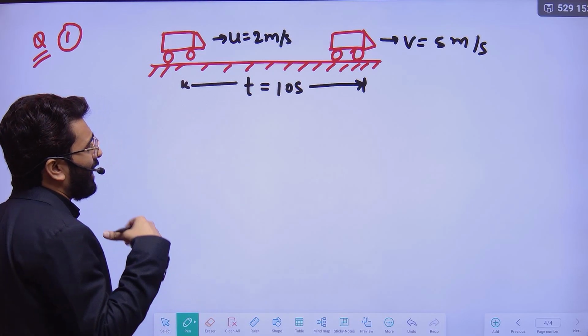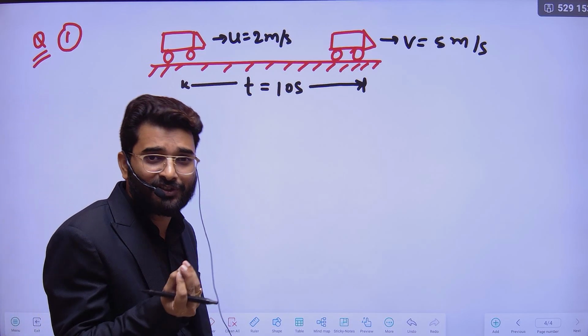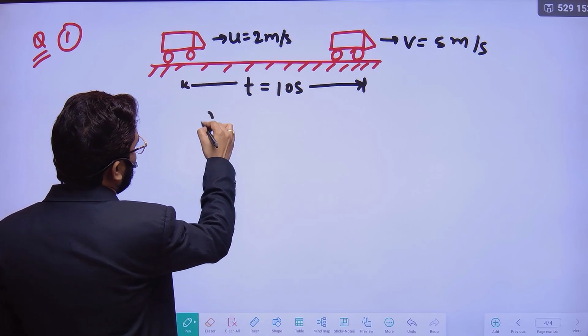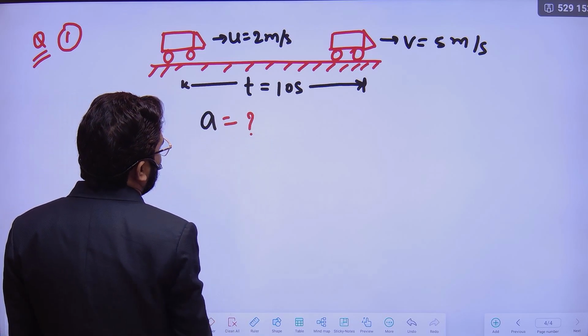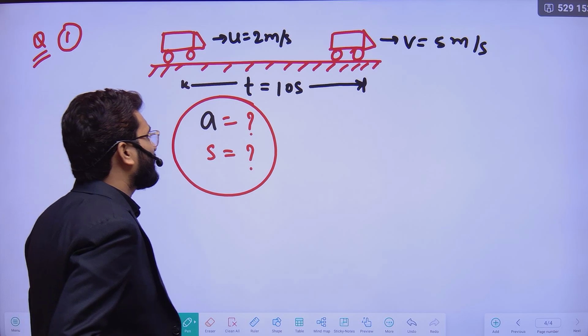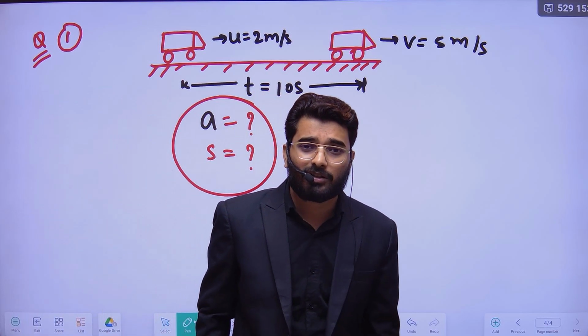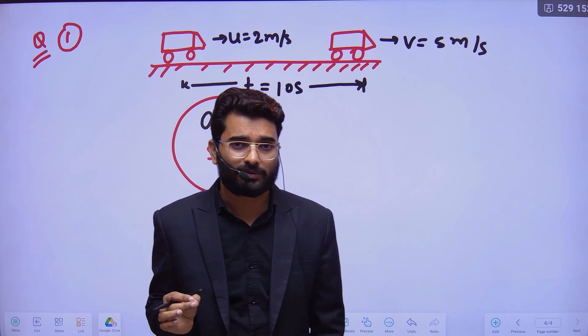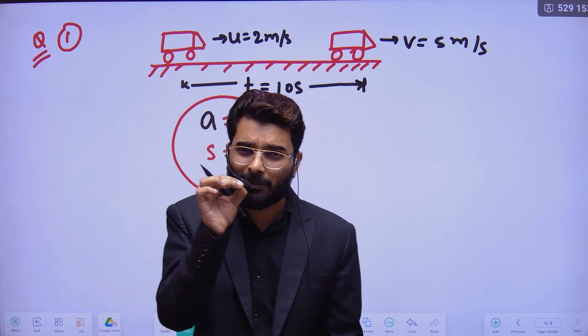So basically we have to find the value of two physical quantities. The first is the value of a, and the second is the value of this distance covered. So this is a genuine and simple problem that you must know how to solve. I'm just talking about the basic things.